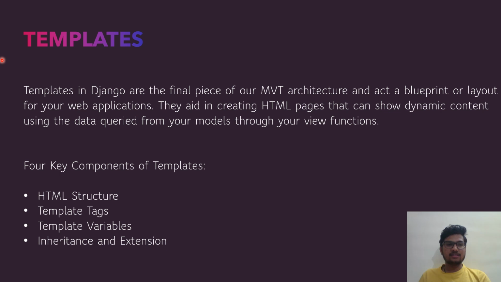Next, coming to templates. The templates in Django are the final piece of our MVT architecture and act as a blueprint or layout for your web application. They aid in creating HTML pages that can show dynamic content using the data required from your models through your view functions. So there are four key components of templates: HTML structure, template tags, template variables, and finally inheritance and extensions. We'll be seeing each and every one now.